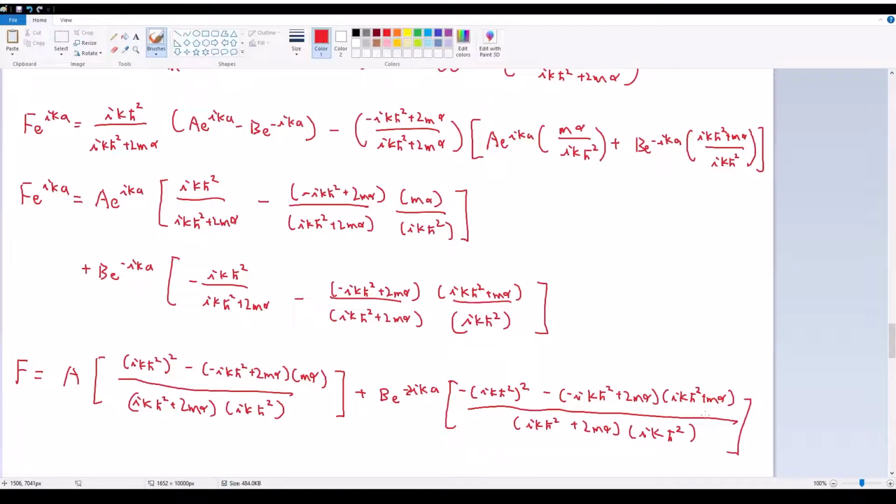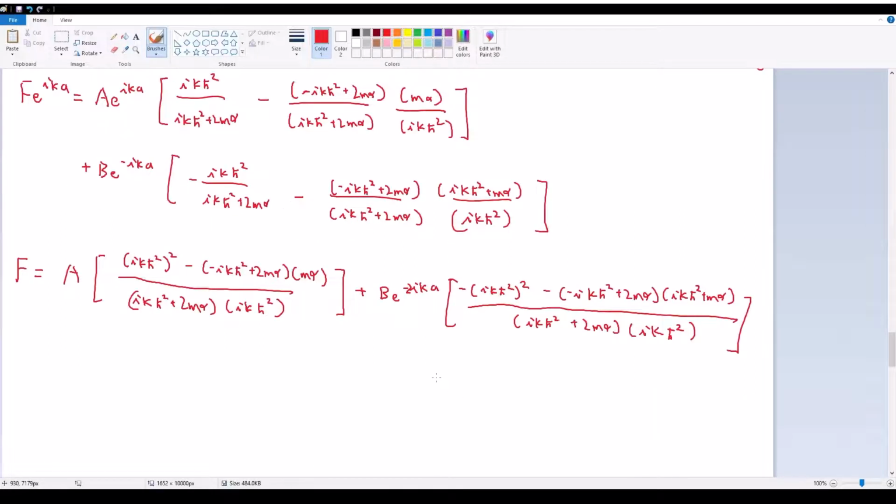Negative ik h bar squared squared, and then at the bottom it's ik h bar squared plus 2m alpha times ik h bar squared subtracted by negative ik h bar squared plus 2m alpha, ik h bar squared plus m alpha. Okay, yeah, that seems correct. And now we have to simplify this mess of an expression. So let's see here. What can I do to make this a little bit easier on myself? Give me 1 second to look through this problem.